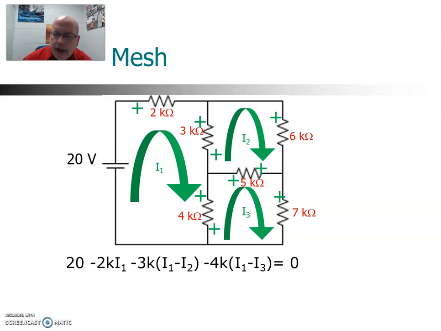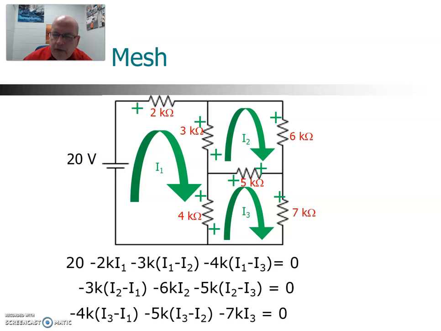First equation is 20 minus 2K I1 minus 3K (I1 minus I2) minus 4K (I1 minus I3). Notice that's a different one, I1 minus I3 there. And then we're back to where we started. The second equation will go around the second loop there. Starting in the lower left, we have minus 3K (I2 minus I1) minus 6K I2. And then notice the current in the 5K, the minus 5K (I2 minus I3). Got to really pay attention to currents when you have more than 2 loops here.